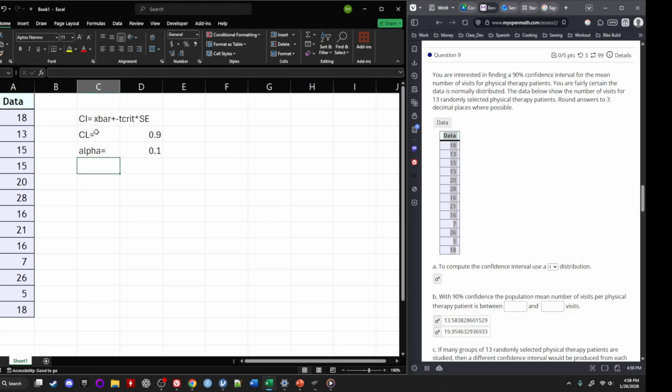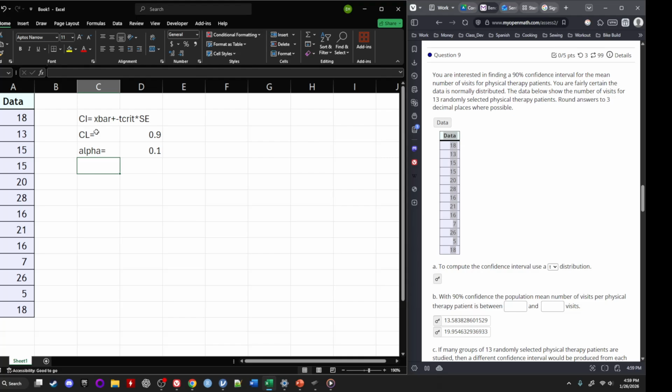So if we were to repeat this study many, many times, let's say 1,000,000 times, collecting 13 people and calculating their means, having a 90% confidence level means that 90% of the time these intervals would be capturing the true mean, and 10% of the time, or alpha, is the percent of the time that we are going to be missing the true mean.